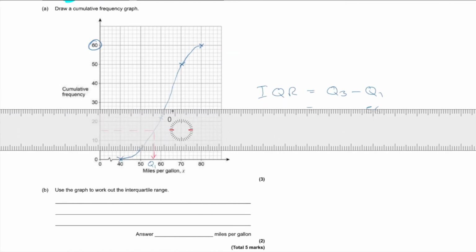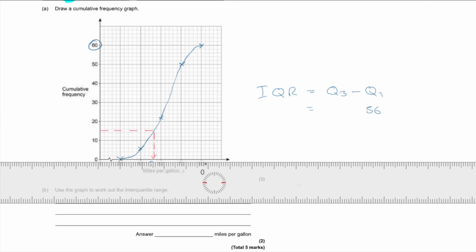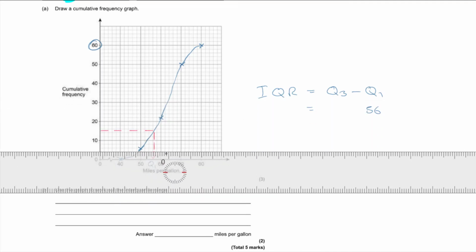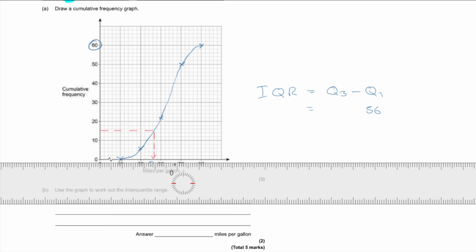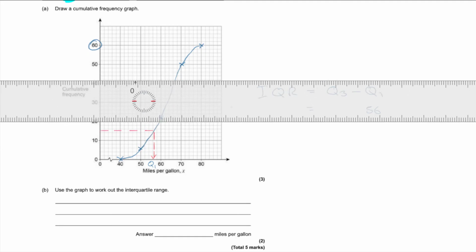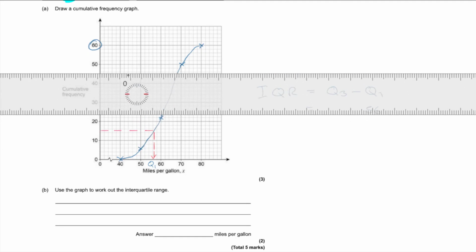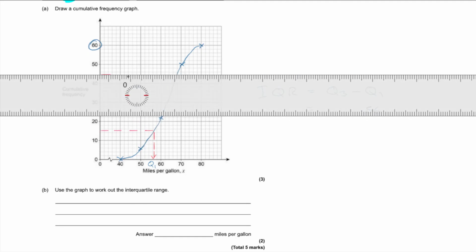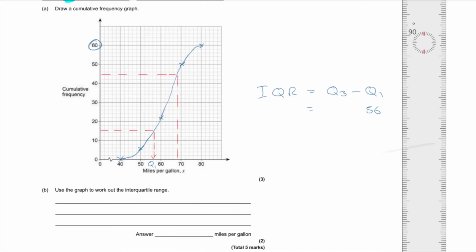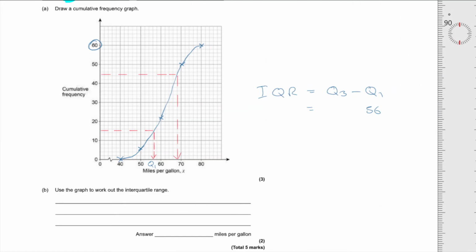Right, and then Q3, the upper quartile, is 3/4 of the way through. Now again, you should really add 1 when you're finding an upper quartile, but when you've got a large number of data points, then it doesn't really make much difference. So I'm just going to divide by 4 and times by 3. So 3 lots of 15, that's 45. So I'm going to look across at 45, and down. And that's going to be my Q3 value there. I make that about 68 on my graph.